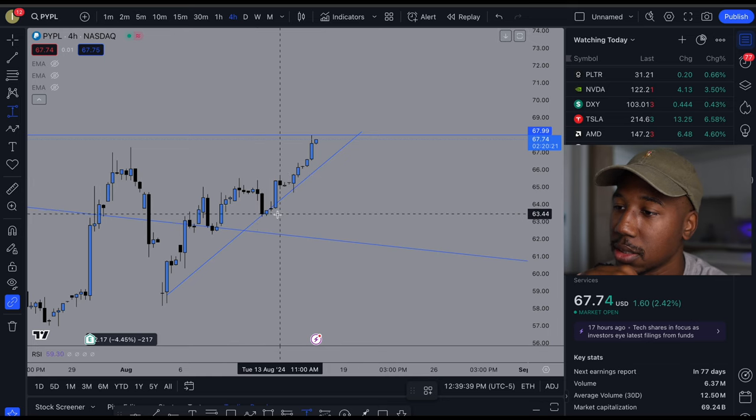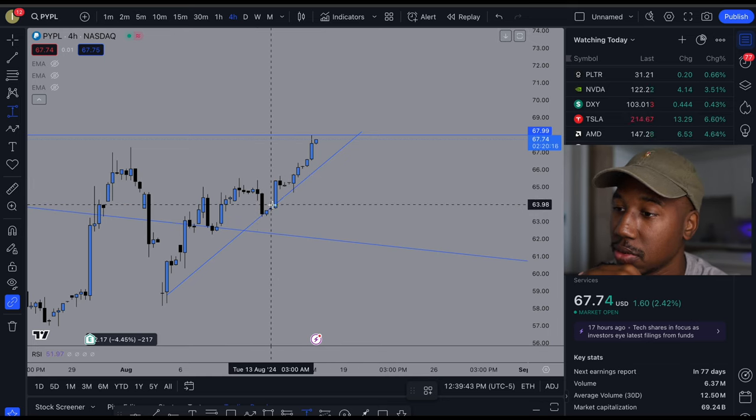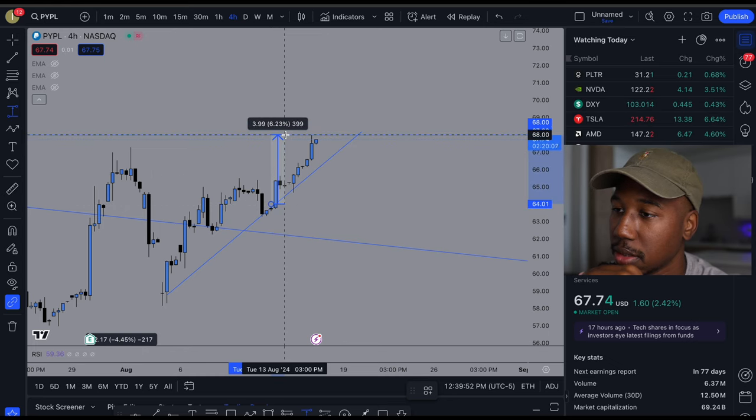And because of that, now that we see, hey, here is an entry, your entry ideally would be right here, and your exit would be right here.